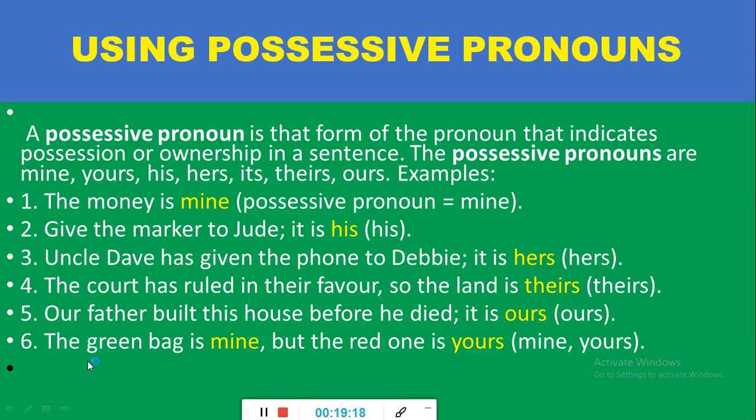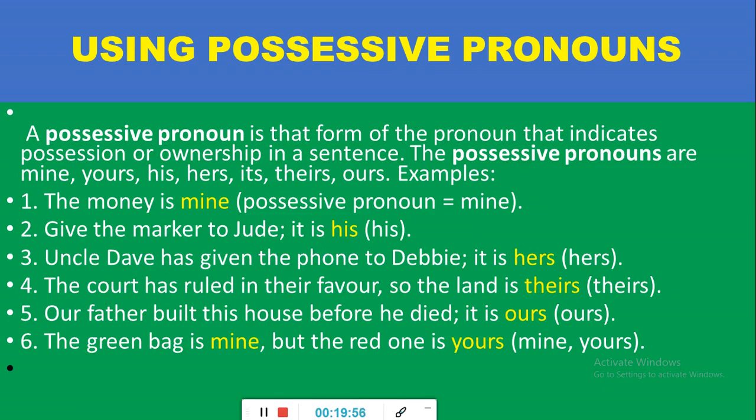Now let's look at sentence number 2. Give the marker to Jude. It is his. All right. His is the possessive pronoun here because it is indicating the ownership of the marker and is replacing a noun phrase. His here refers to Jude's marker. We can say it is Jude's marker. But in order not to repeat marker and Jude, we simply replace Jude's marker with his. Give the marker to Jude, it is his.